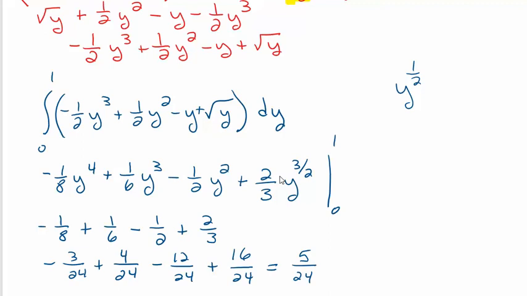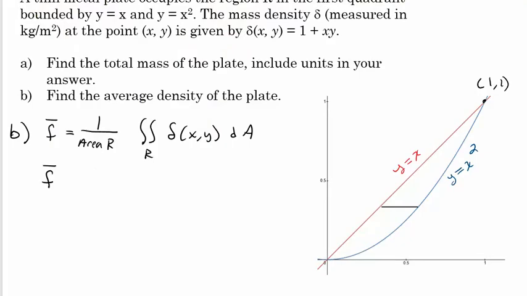The last part of the problem was to do the average density of the plate. So let's go ahead and take a look at that. So we have our formula for our average, and we've done a lot of the work here, but what we haven't done is find the area of R. We've already found this, which is 5/24 kilograms, right? Kilograms would be the unit there.